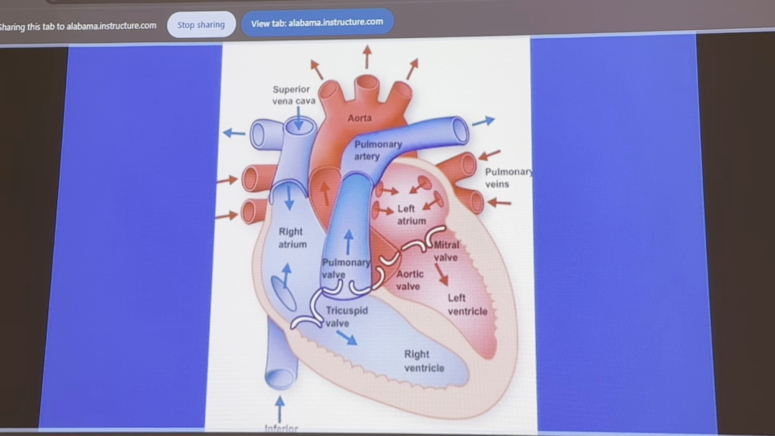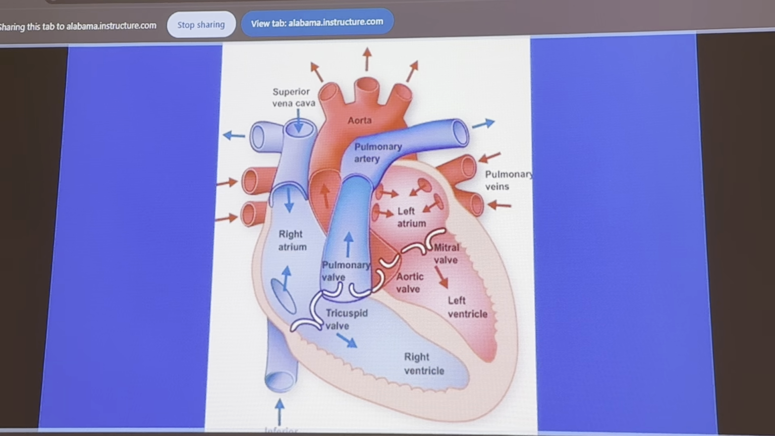Let's talk about why. Very similar to our other valve that we talked about a little while ago, our mitral valve, but with our aortic valve, if we have that regurgitation, it's not closing like it should, and so we have that backflow of blood to occur.